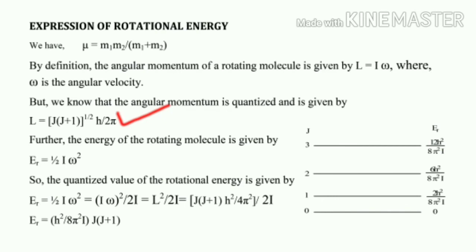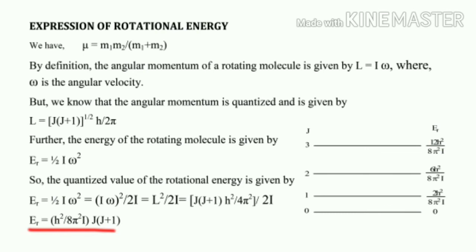This relation we have derived in the quantum chemistry classes. Further, the energy of the rotating molecule is given by E_R is equal to half I omega square. So the quantized value of the rotational energy is given by E_R is equal to half I omega square, which can be written as I omega square by twice I, which is equal to L square by twice I. Now replace L square by J into J plus 1 h square by 4 pi square, divided by twice I. Simplifying this, we get E_R is equal to h square by 8 pi square I into J into J plus 1. So this is the expression of the rotational energy.